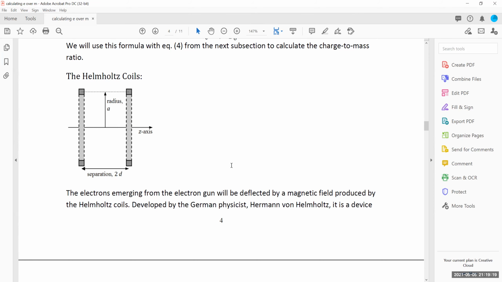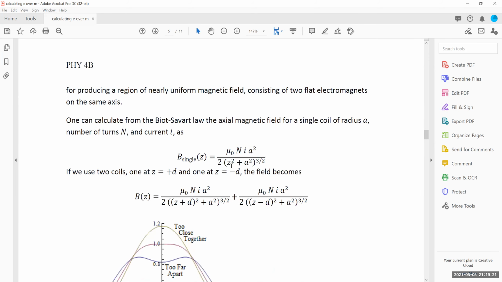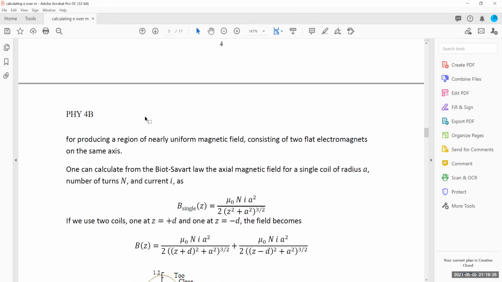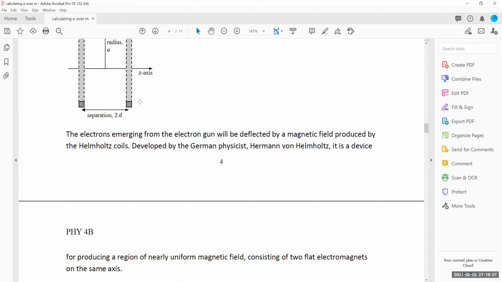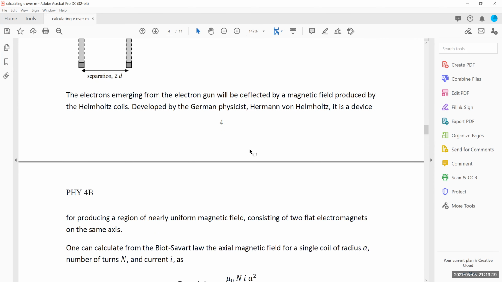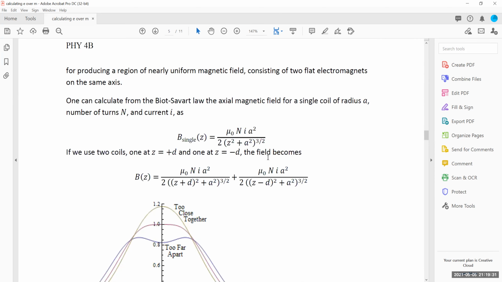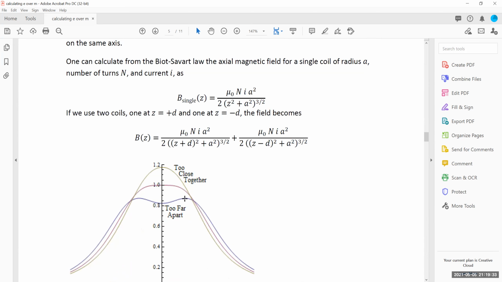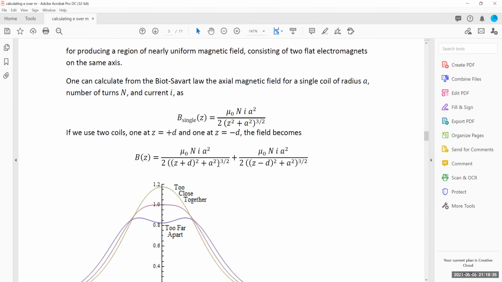The problem is 100% symmetrical, okay? But one of them has a plus d, and the other one has a minus d. The whole distance between the 2 coils is actually 2d, okay? The reason why I want this to be as smooth as possible, so I'm going to plot this function as a function of z with a parameter d in it.